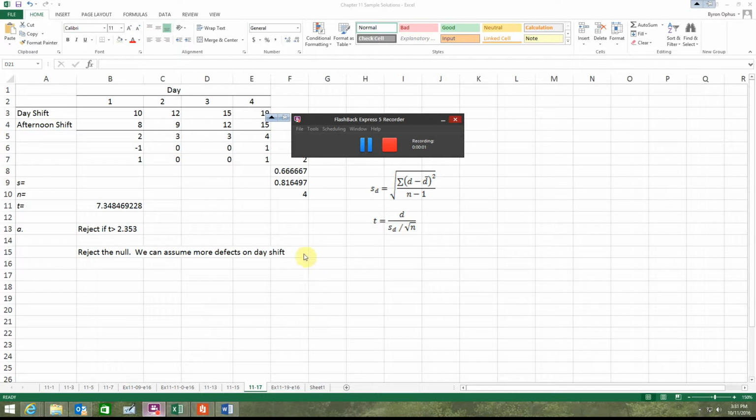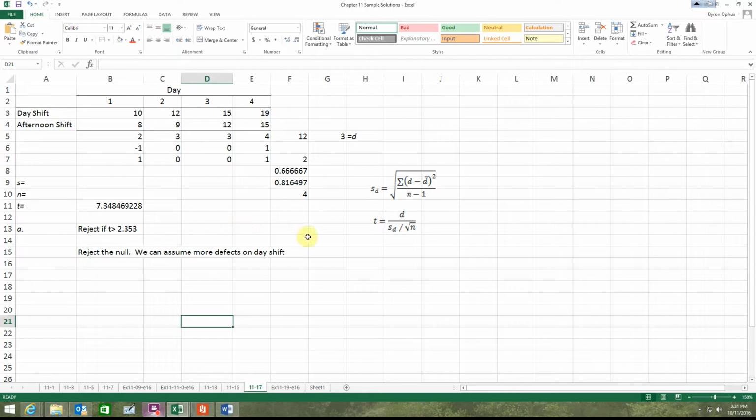Yeah, number 18. Here we go. Okay, so this one talks about paired samples that are dependent, right? So we're basically comparing to see if one is equal to the other in some cases, or if one's bigger or smaller than the other. We may want to know that in a lot of cases, right?